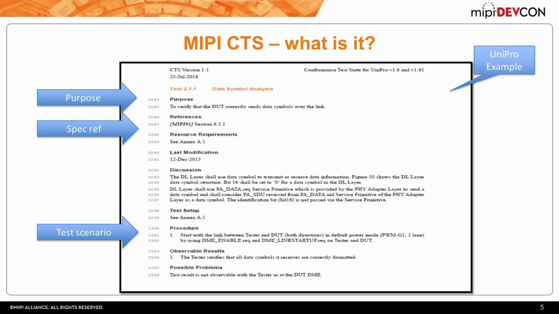And then the observable results. What do we expect to see from the device under test? Usually it's information which is observable on the physical link, but sometimes there are things which are internal in the DUT. So we describe the observable results here, but the tester should go and look inside his DUT to make sure that he did pass the test.